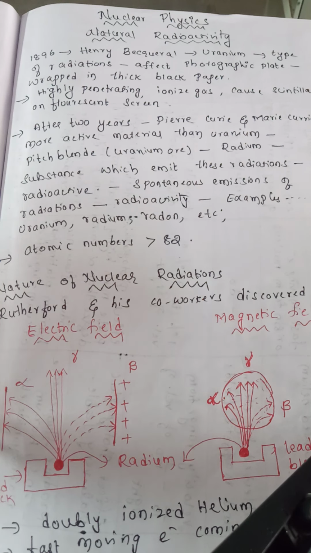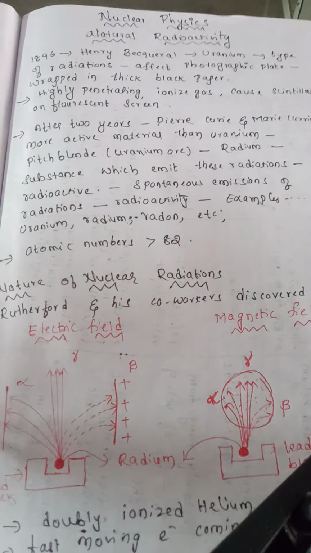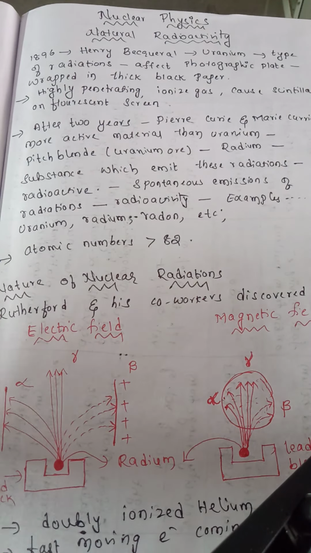Let us know about natural radioactivity. Nuclear physics is that branch of physics which deals with the properties of the nucleus. So before going for the properties of the nucleus, the structure, radius, etc., in this lecture let us know about natural radioactivity.